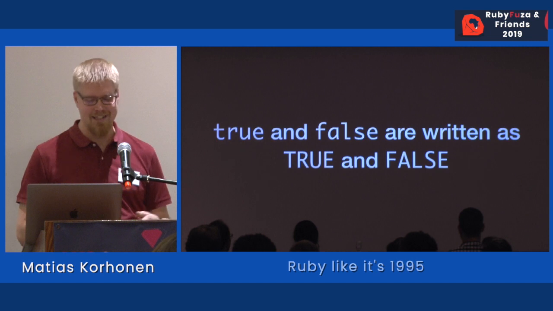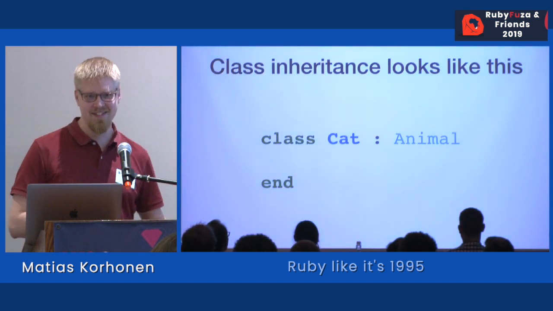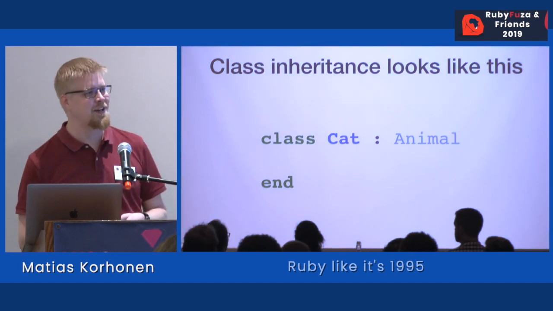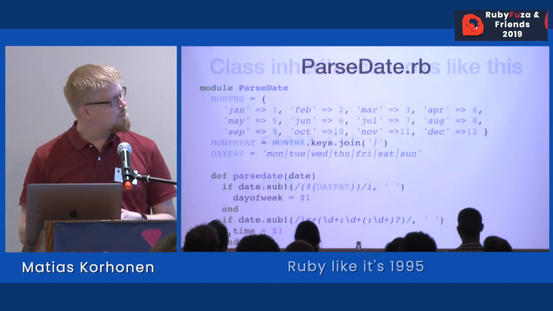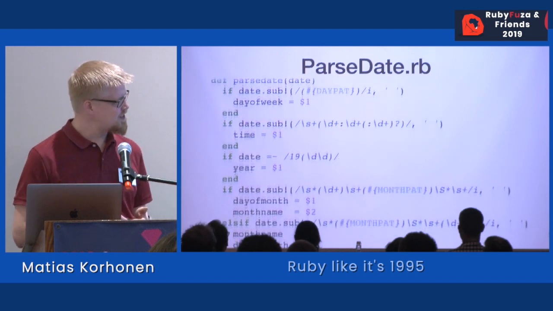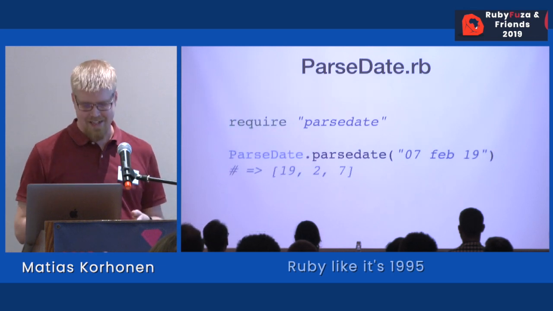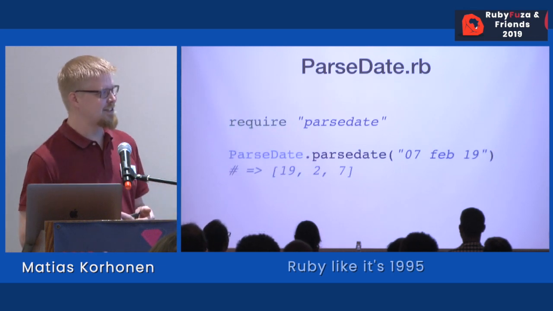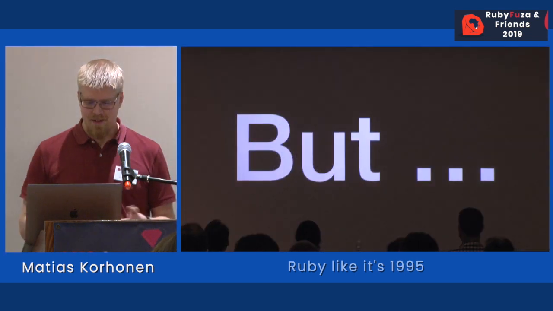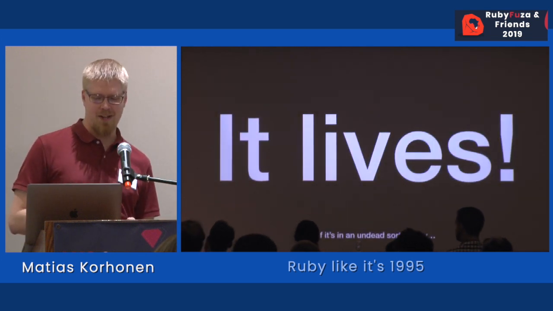Booleans are written in all caps. Class inheritance looks like this. The syntax would change to the more familiar angle brackets in Ruby 0.99. And there's a whole separate module for parsing dates. And yes, it does assume that years are 2 digits and they're all in the 20th century. But the main point is, it lives, even if it is in a sort of undead way.